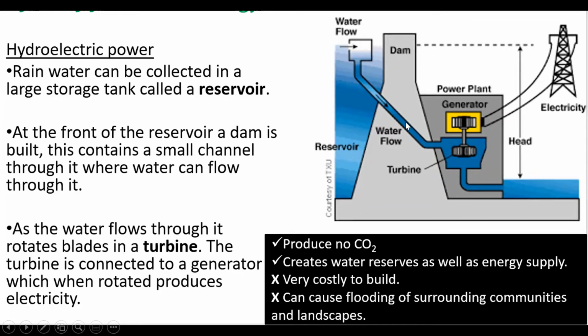As the water flows through, it rotates blades in a turbine. So really, that's like the wind turbine. And that turns a generator, and that produces electricity. So again, it's a very simple concept. The height of the water is called the head of water. So it's the height of water. The higher the water, the more potential power you can get out, because it will fall faster with gravity.